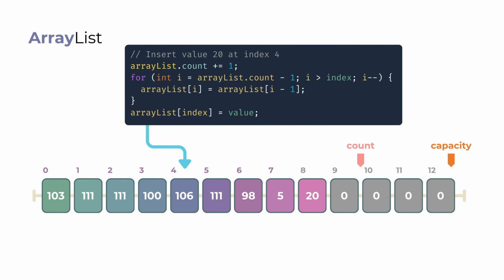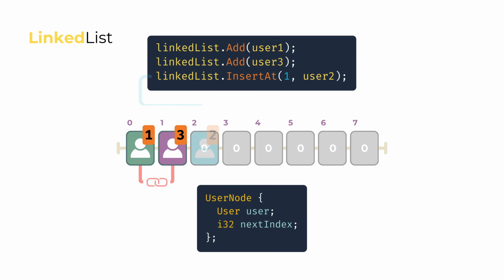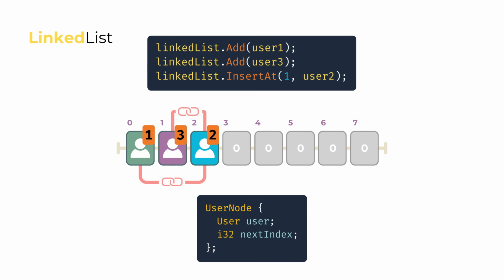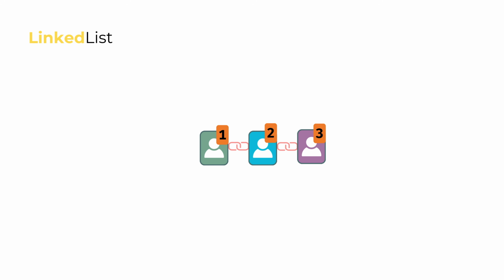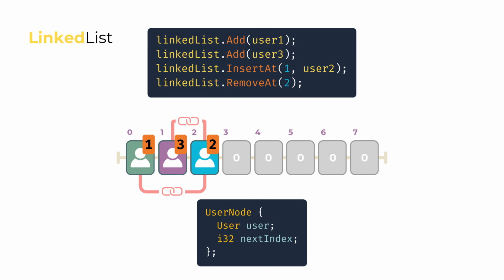For an array list, that would mean that I would have to copy any elements after the target user forwards by 1 to make space. But in a linked list, I just add user 2 to the end of the underlying array and update the next index fields so they correctly point from user 1 to user 2 to user 3. Removing user 3 would be even more simple. We just change the next index of user 2 to -1 to indicate that it's at the end of the list.